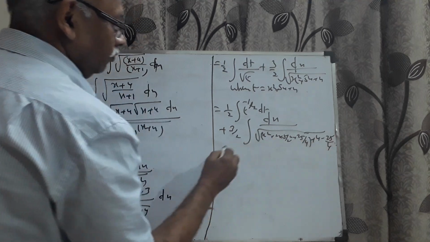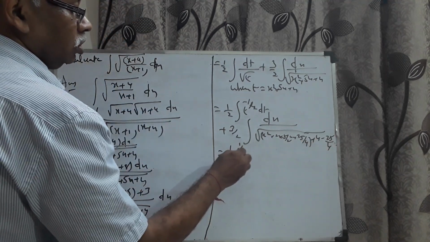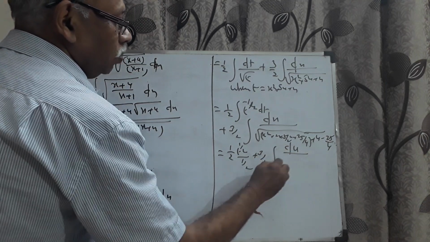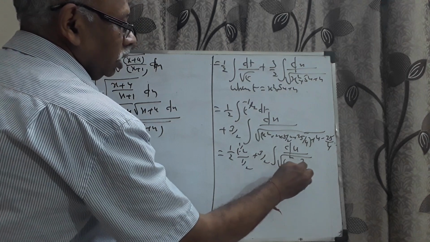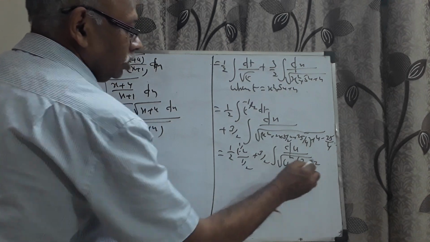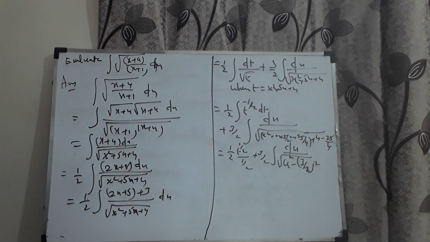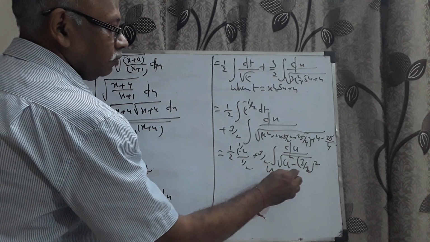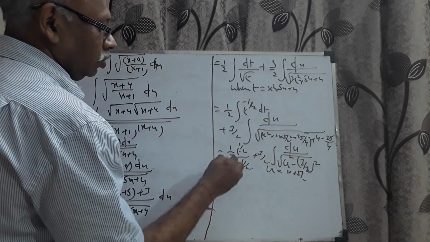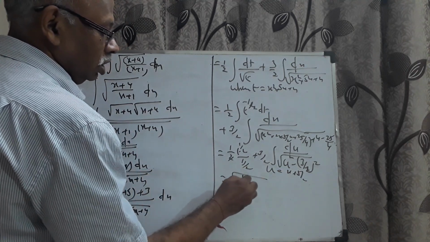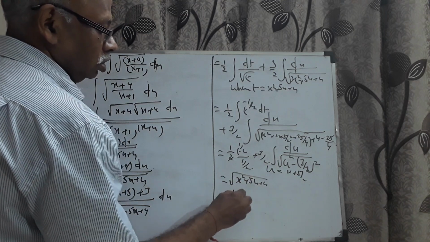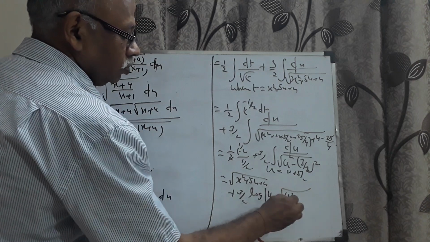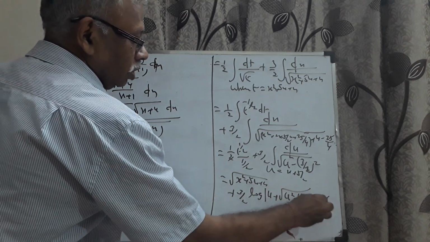That becomes 4 minus 25 by 4, which is half into t power half by half plus 3 by 2 integral du by root of u square minus 3 by 2 the whole square. You can just check: 4 into 4 is 16, 16 minus 25 is minus 9, where my u is x plus 5 by 2. Therefore, here 2 gets cancelled. This is root of x square plus 5x plus 4 plus 3 by 2 log mod u plus root of u square minus 3 by 2 the whole square plus c.